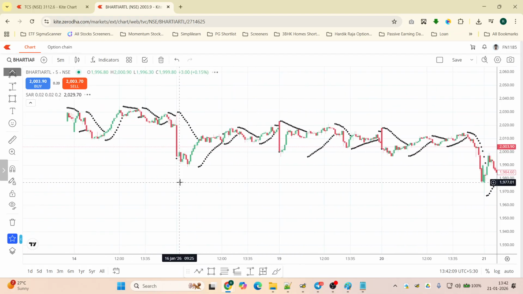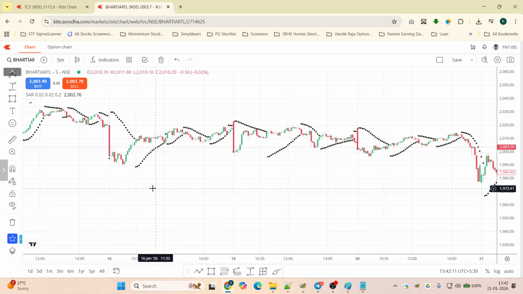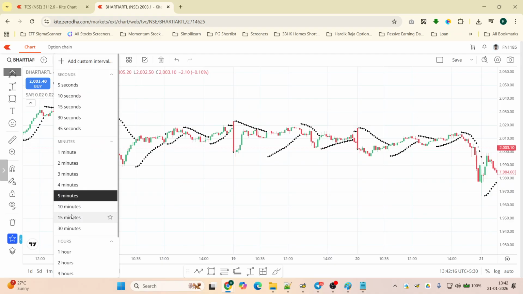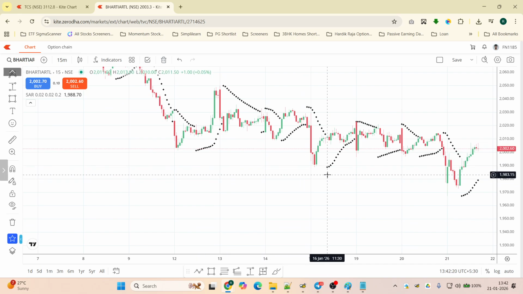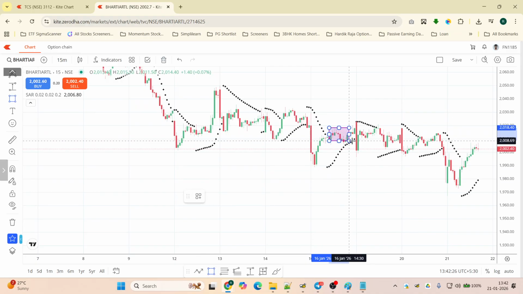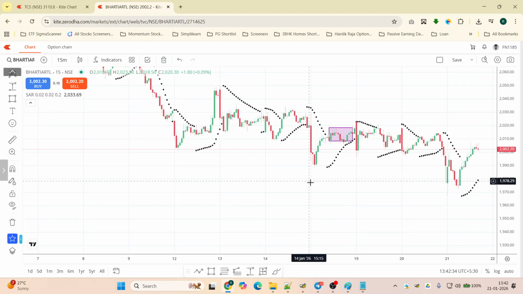Guys, you can see here, right? So this is on a 5 minutes chart. Let me go to 15 minutes so that you can check for a better entry. This particular candle, guys, right? And again, SAR is also bound to give failures on a sideways trend, guys. You can see this is a sideways. Price is within this range, but the SAR indicator is all below the candles, right?